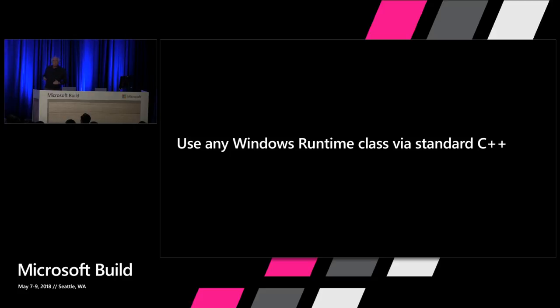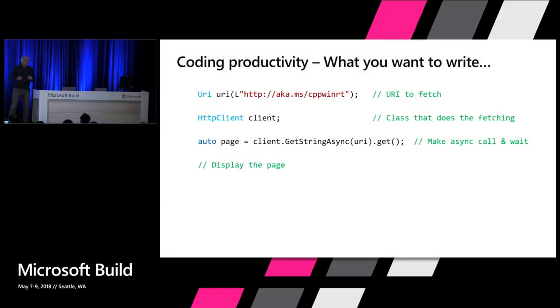So let's look at each of these three stages at a very high level before we get to Kenny's part where he'll deep dive. Let's say you want to write this code. I want to fetch a web page and display it somehow. This is really what I want to write. I have a URI that references the resource on the web that I want to talk to. I have an HTTP client object that knows how to talk HTTP to get it. I have a method that will go and fetch it for me.